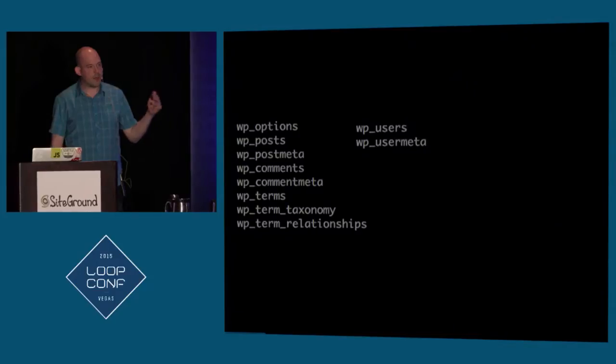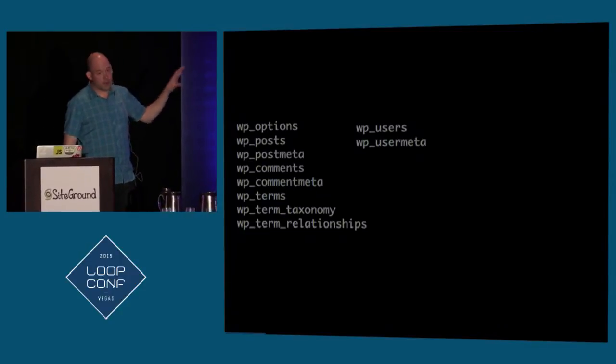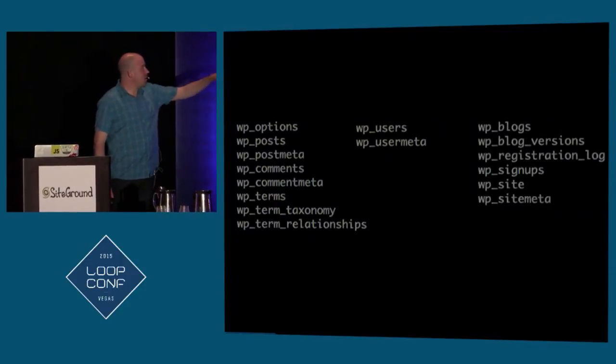Every WordPress installation starts off with these tables. You have your options, your posts, your comments, your terms, your users. The second you install a network to create a multi-site instance, you get a new set of tables.